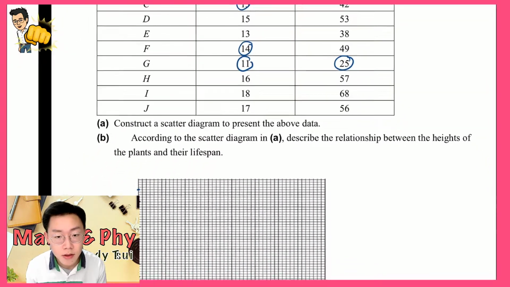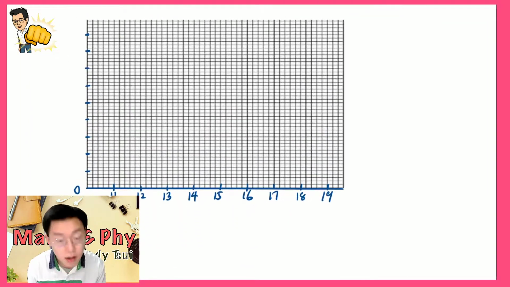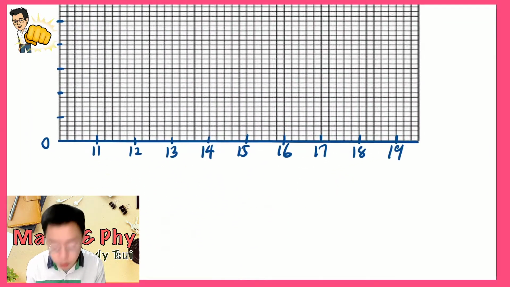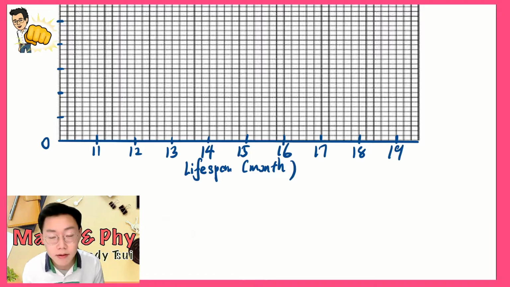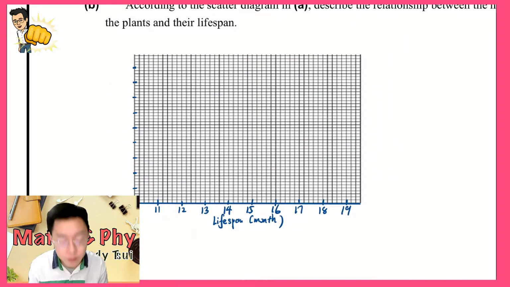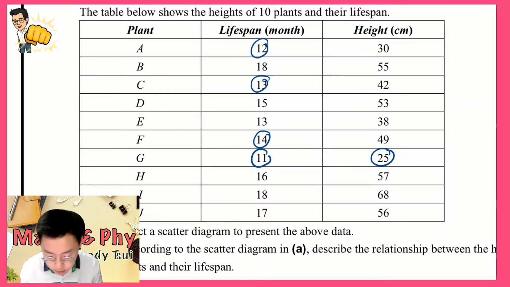For this horizontal line, we need to give it a name. It should be the lifespans. So write down lifespan, and then the unit should be month. All right, so we finished the horizontal line, and now we turn to the vertical line.